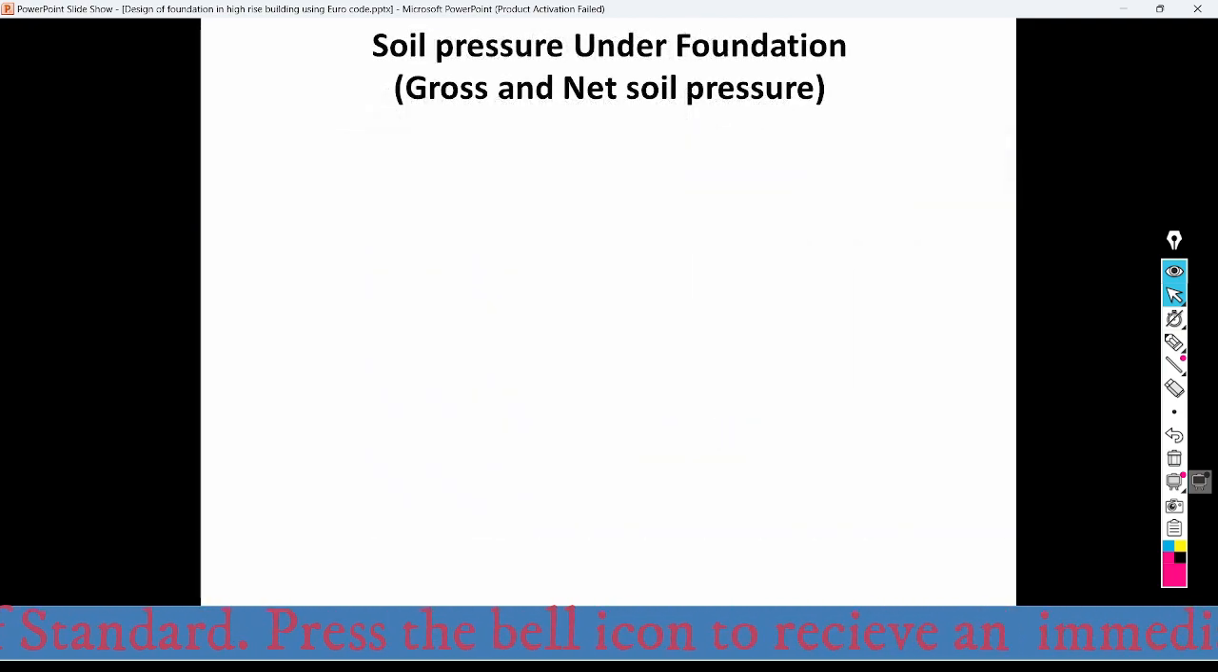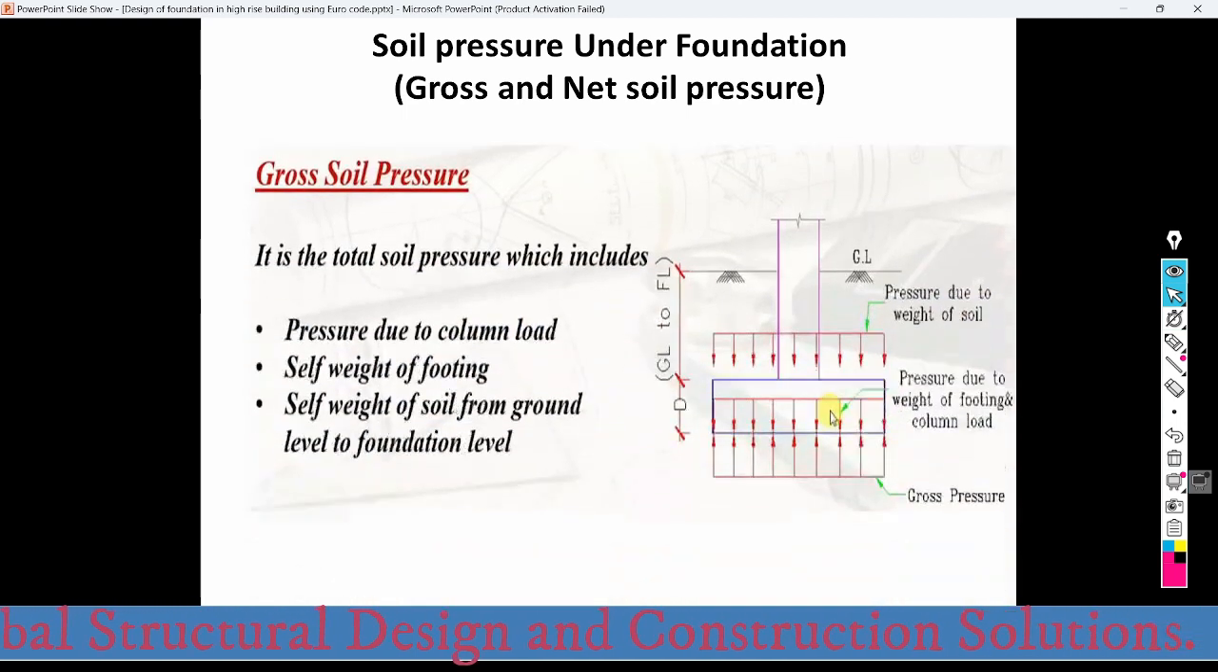And the other is the soil pressure under foundation. In shallow and deep foundation, there is an induced soil pressure. This soil pressure is the reaction of the superstructure load. So we may have 2 types of pressure, that is gross soil pressure and net soil pressure.